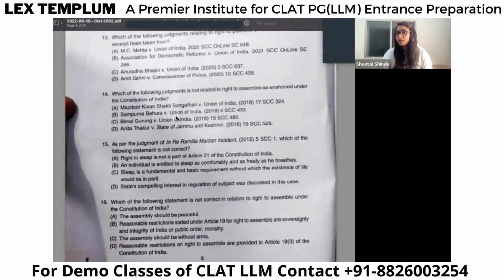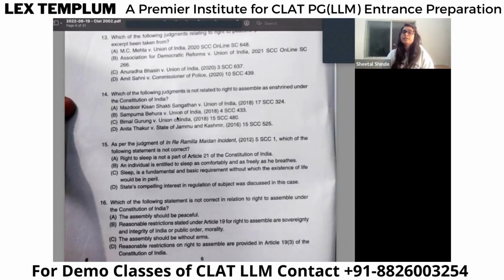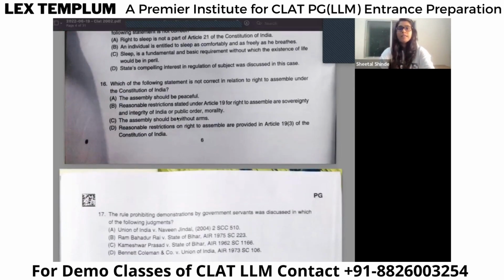I have mentioned this when we discussed Article 21, that the Ram Leela Maidan case is about the right to sleep being a fundamental right. So if you read the options carefully, obviously, you will easily answer this question, and the answer is A. Then answer to 16 is B.